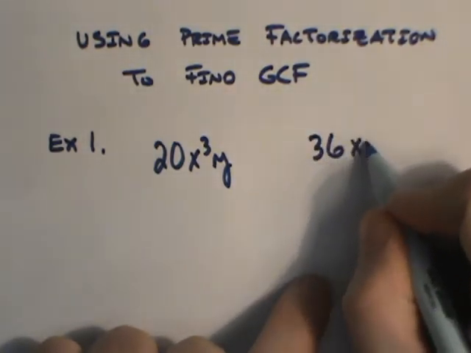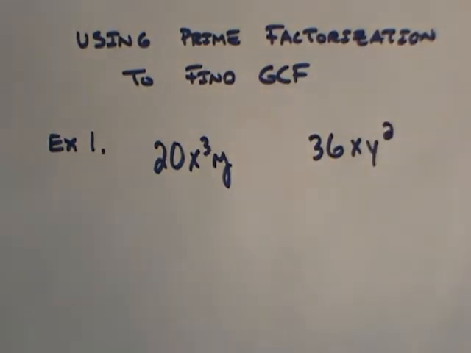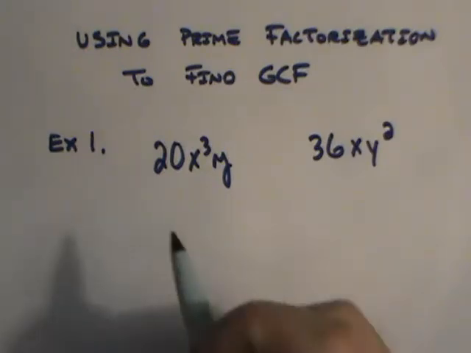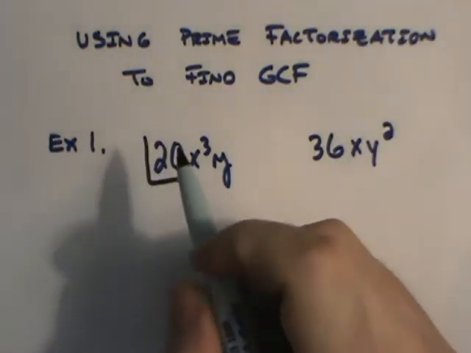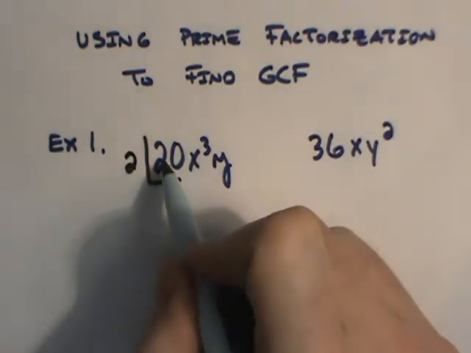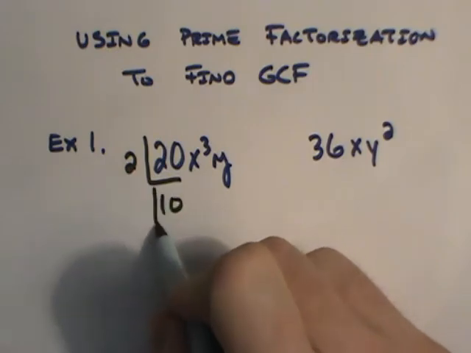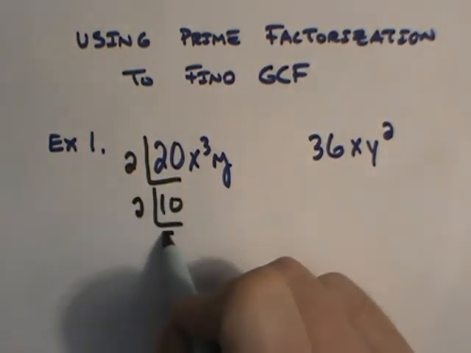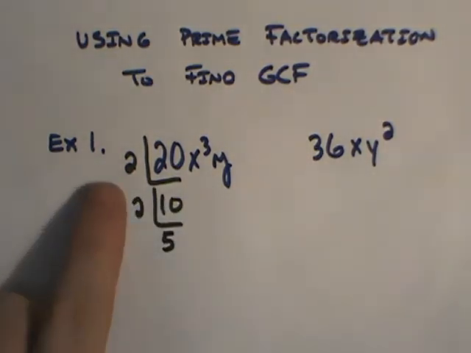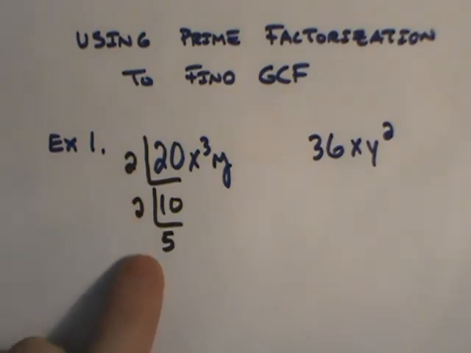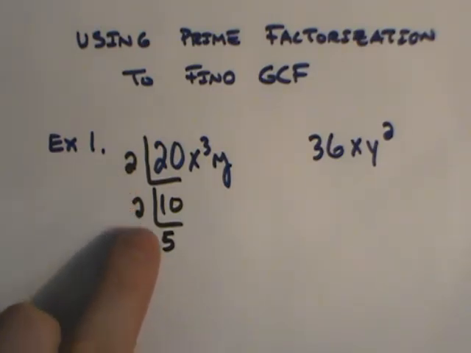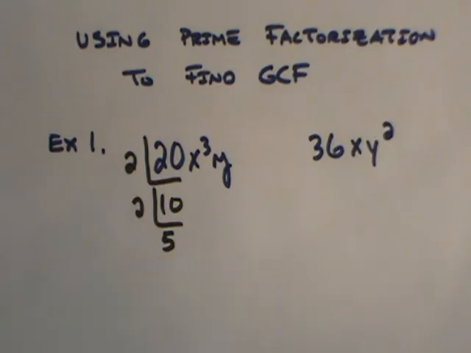36xy squared. So we have to decompose each of these numbers. We want to break them down into their prime values. So I look at the 20, and I recognize that 2 divides 20. 2 goes into 20 10 times, and then I can break the 10 down into a 2 and 5. I cannot stress enough to make sure that you have prime numbers down here. You're trying to decompose it into nothing but prime numbers.